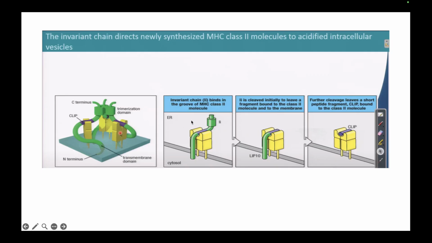This is the cytosol, and this is the ER. The invariant chain, the Ii, binds in the groove of the MHC class 2 molecule.